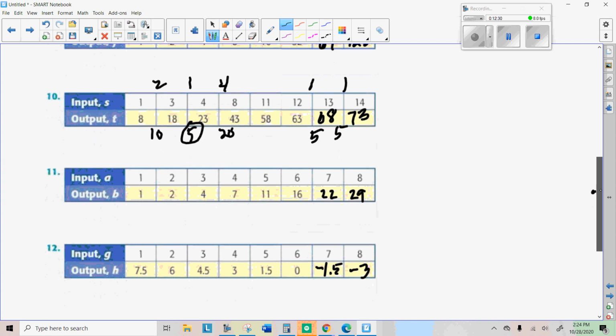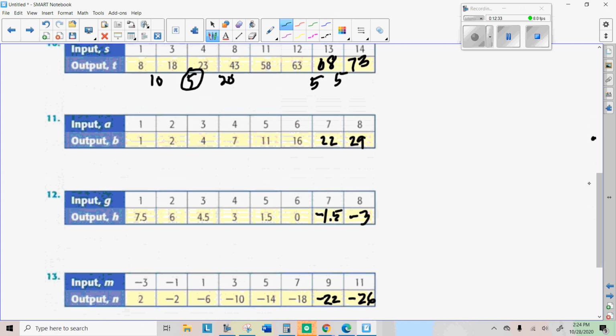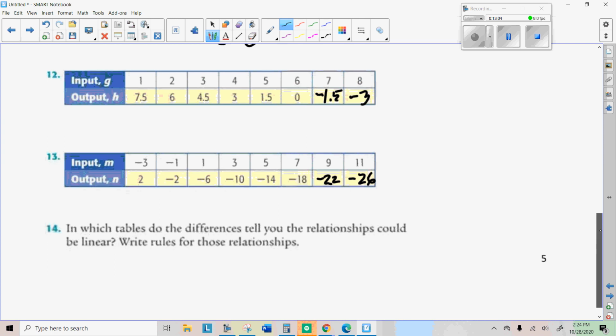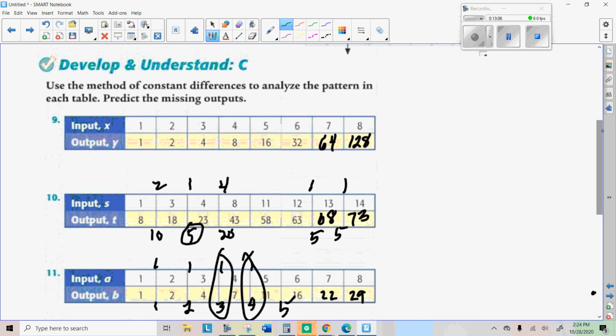All right. On this one, number 11, I noticed that these are all going up by 1. That's cool. Makes that easy. But these are not. This one's going up by 2, then 3, then 4, then 5. So the ratios are not the same: 3 over 1, 4 over 1, 5 over 1. So this follows a little bit different pattern. Okay? Now, in which of these tables do these differences tell that they could be linear? Go ahead and just write yes or no for linear on all the ones you think are linear.